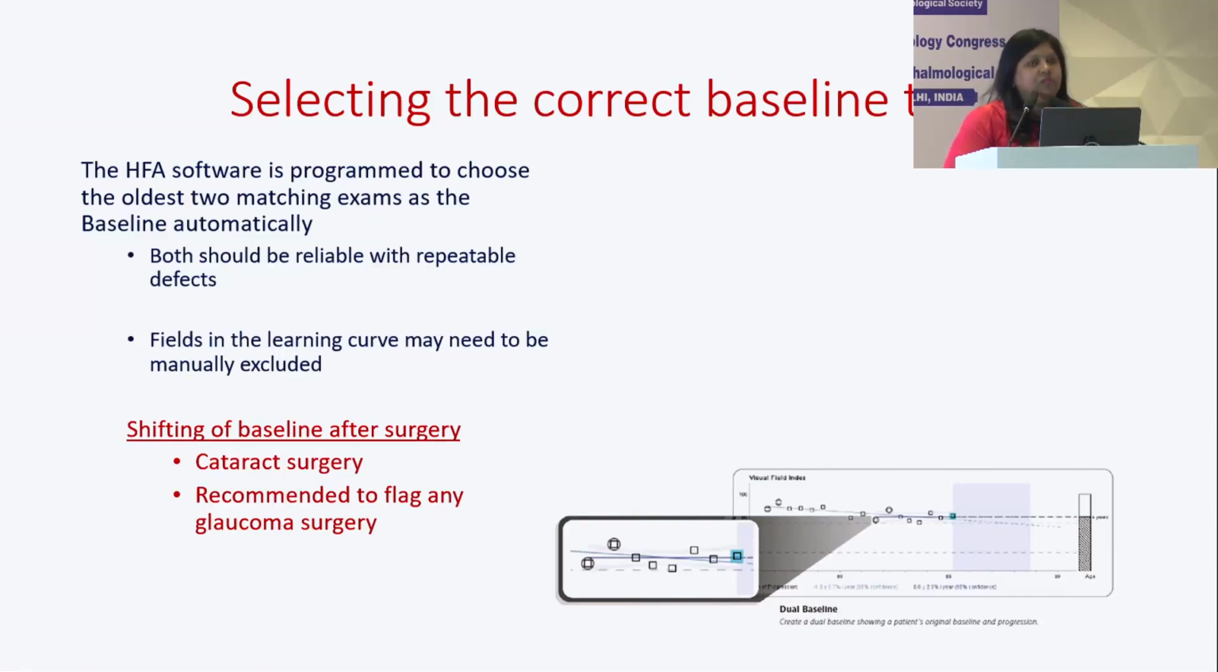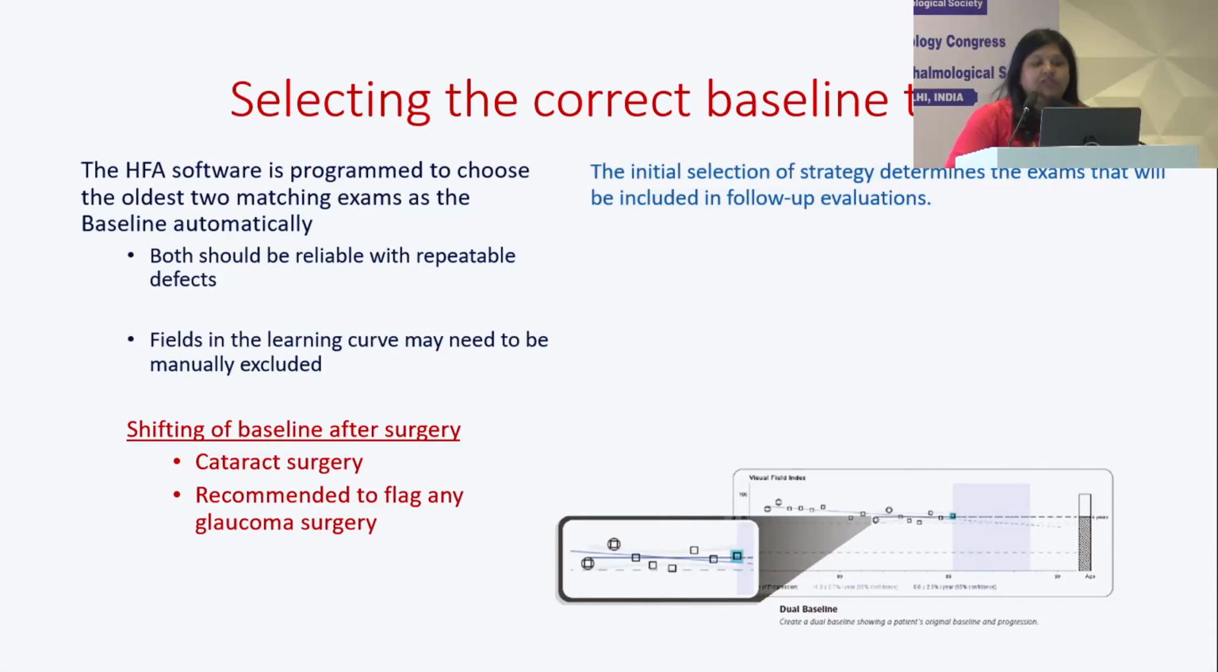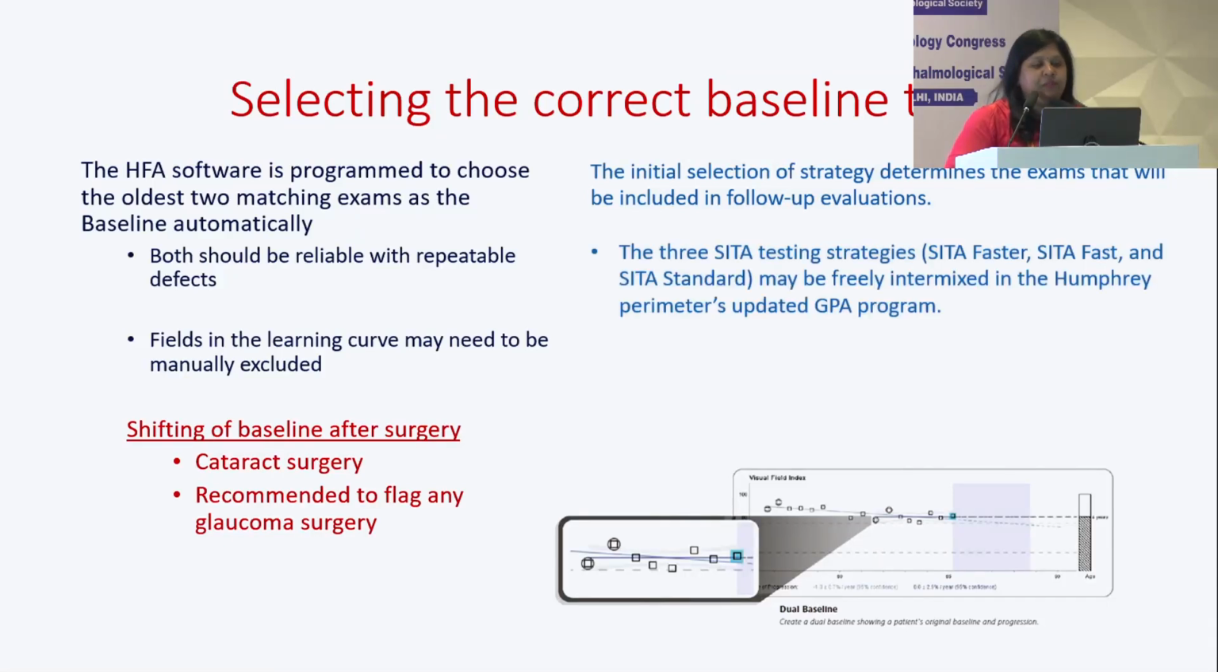So this is also allowed in the current HFA. So if you have performed a cataract surgery, or if you have performed a trabeculectomy or glaucoma surgery, you can flag it and you can make it the new baseline in the program itself, in the HFA itself. So the initial selection of strategy determines the exams that will be included in the follow-up exam evaluations.